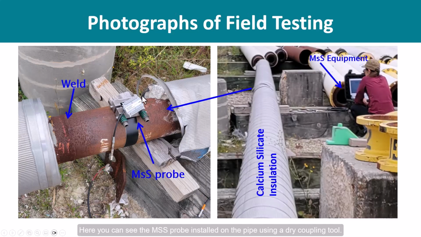Here you can see the MSS probe installed on the pipe using a dry coupling tool. The probe is centered in the frame. One important detail to note: there is a weld located at approximately 0.76 feet from the probe. This is significant because it will generate a mode converted T02 signal that will help us identify and distinguish it from real anomaly indications. This weld will become the central example for our mode confirmation discussion.